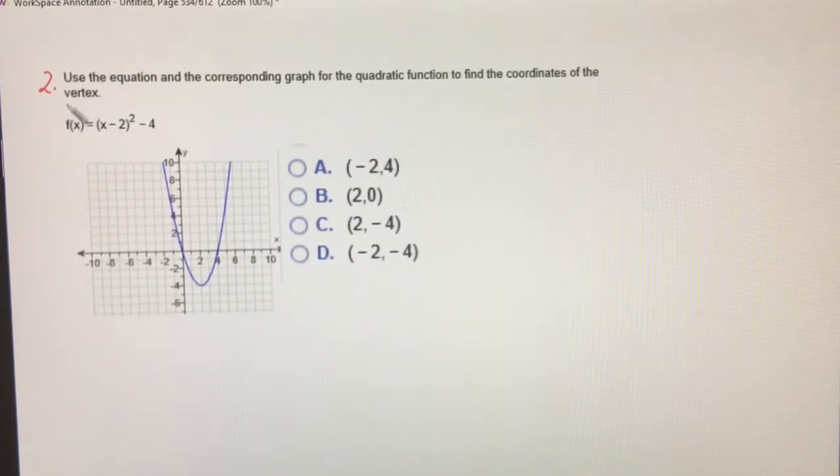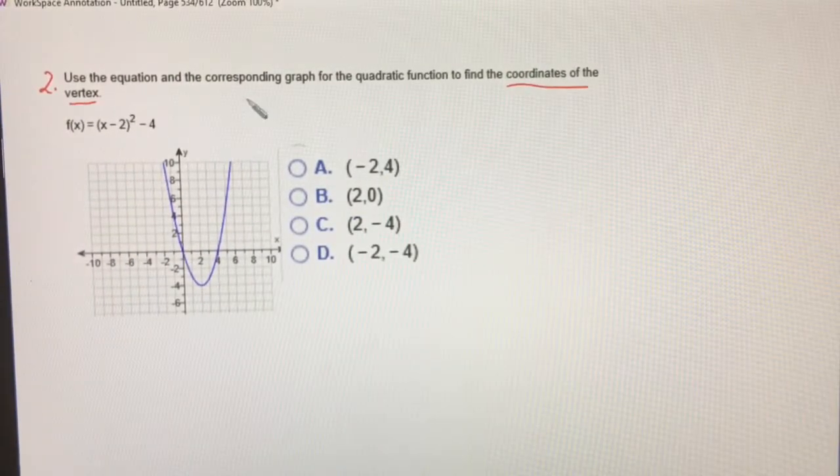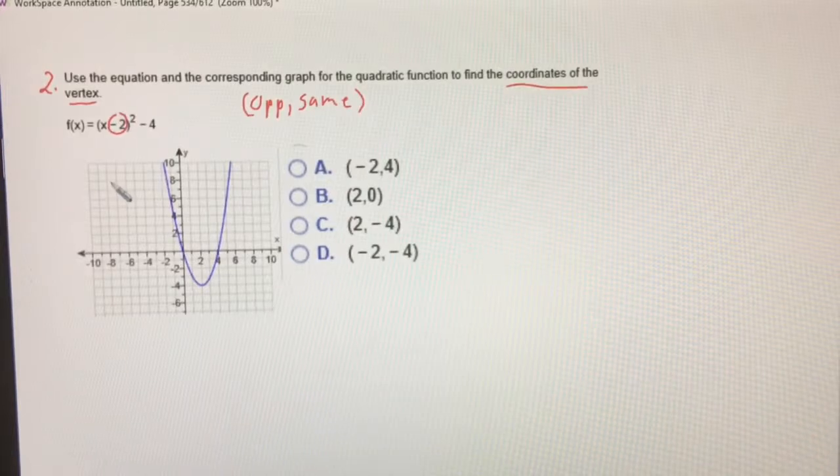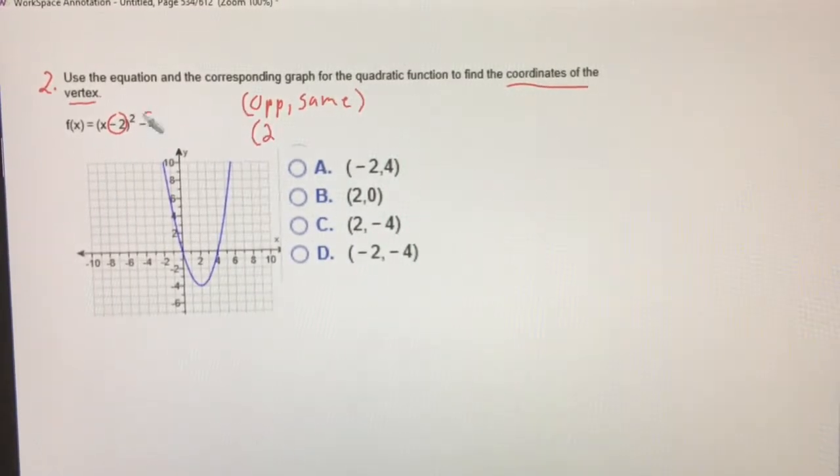This one, what's it asking for? Coordinates of the vertex. We're going to use this algorithm called opposite same. We're going to ask for the vertex of a quadratic, so we're going to take the opposite of the -2, and that's going to give me 2, and the same as the -4. We don't use the calculator or anything, it's just direct observation.